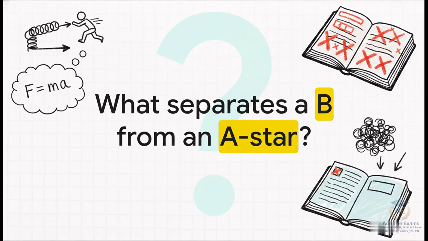Sam rushes. Sam completely ignores the command word requirements. When the paper explicitly says describe and explain the limit of proportionality, Sam just scribbles down, the spring gets longer when you pull it, and moves on. He misses the scientific terminology completely.